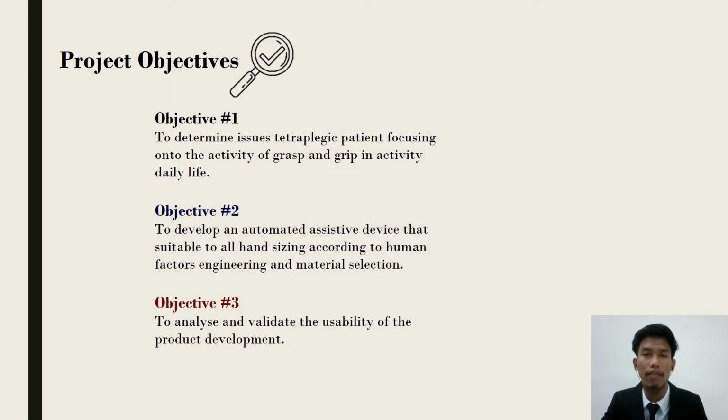The objectives of this project: first, to determine issues occurring in tetraplegic patients, focusing on their grip and grasp activity in daily life. Second, to develop an automated assistive device that suits Malaysian people's hand sizing according to human factors, engineering, and material selection. Last but not least, to analyze and validate the usability of the assistive device developed.